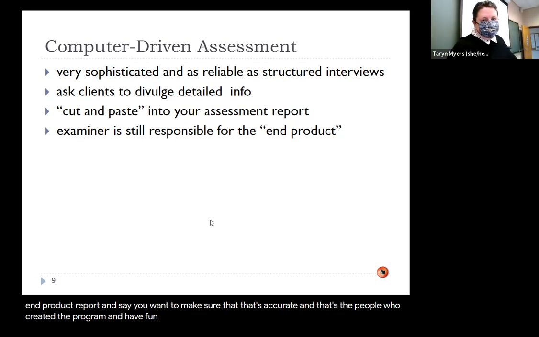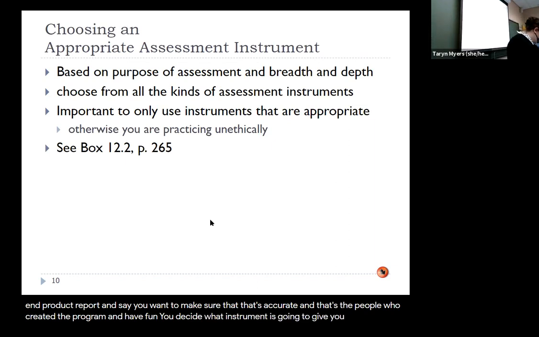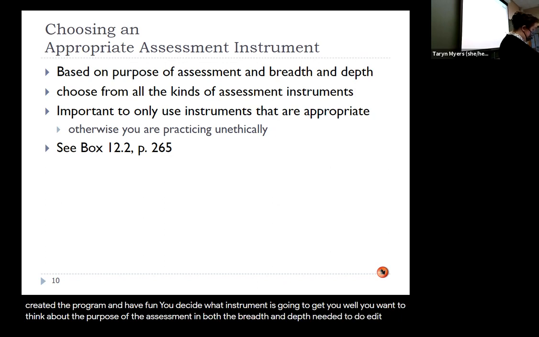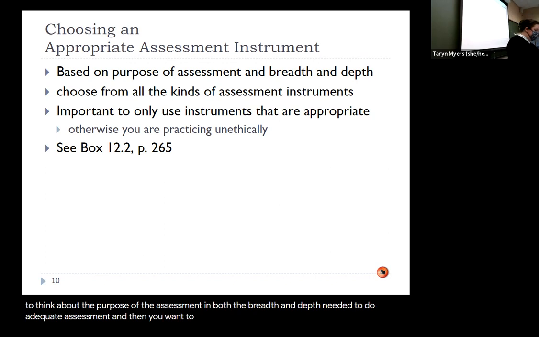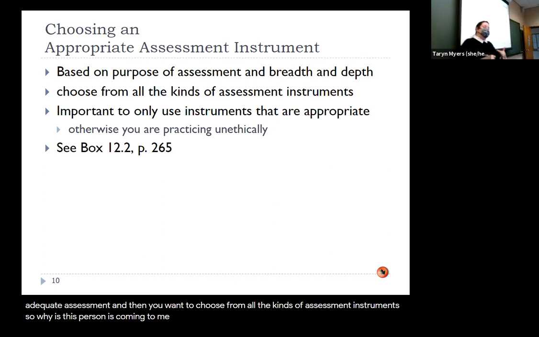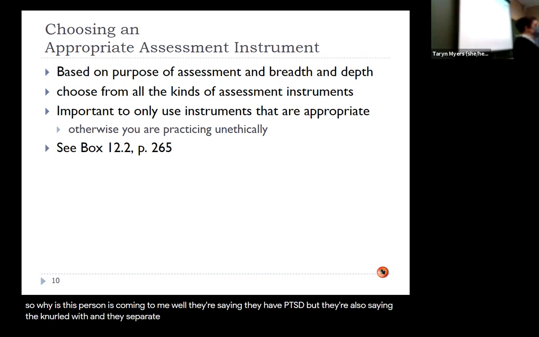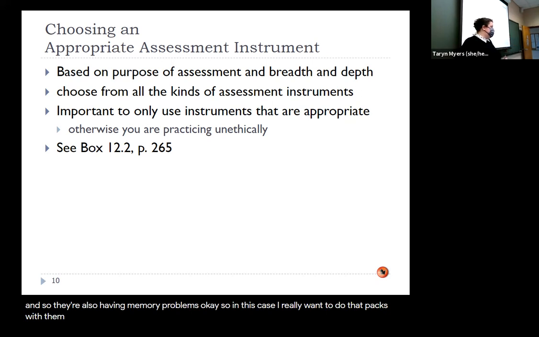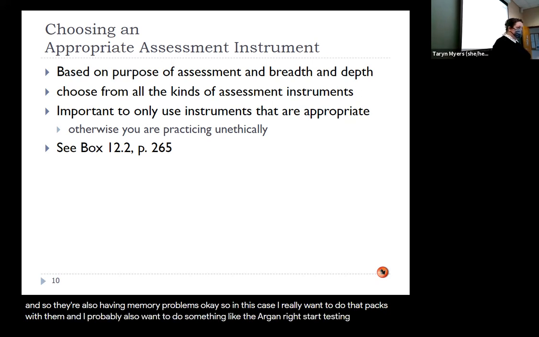So how do you decide what instrument you're going to give people? Well, you want to think about the purpose of the assessment and both the breadth and depth needed to do adequate assessment. And then you want to choose from all the kinds of assessment instruments. So why is this person coming to me? Well, they're saying they have PTSD, but they're also saying they suffered a mild TBI, or mild traumatic brain injury, while they were in country. And so they're also having memory problems. Okay, so in this case, I probably want to do the CAPS with them. And I probably also want to do something like the ARGAN, right? Start testing out how their memory is doing.